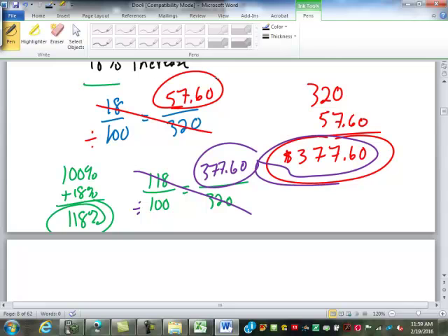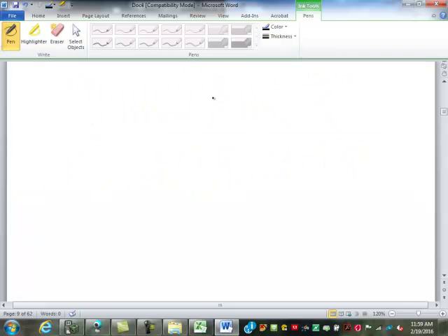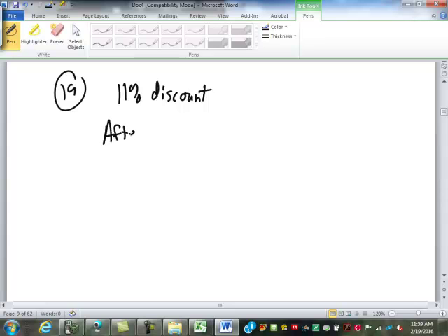Okay, the next one, number 19, was probably the second most missed question on the test. Network discount is 11%. Network discount, just because insurance companies usually have preferred provider networks arranged so that they get a slight discount on services. After the discount, you pay $267. What was the price without the discount?